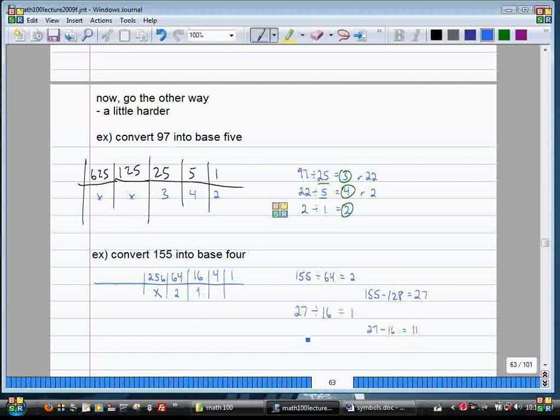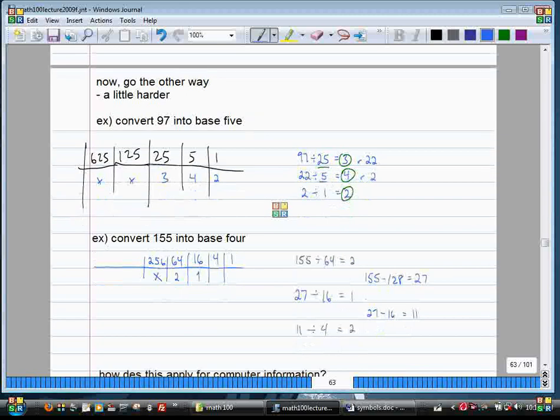So what do we do next? 11 divided by 4. And that's just 2. Clearly the remainder is 3. Presumably y'all can do that in your head, I hope. And then you don't have to do it, but 3 divided by 1 equals 3. And then we're done.